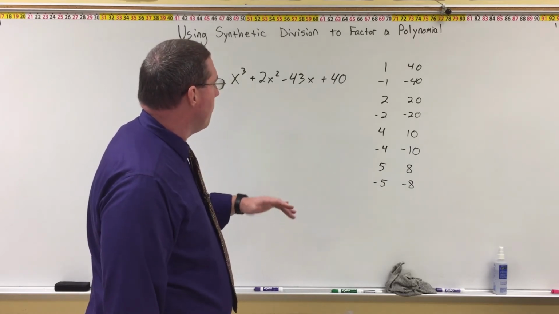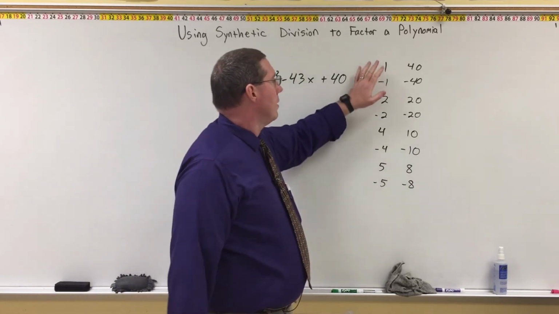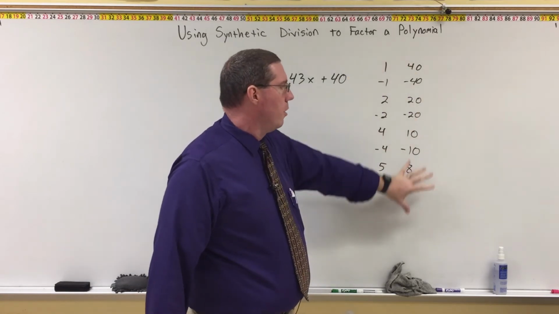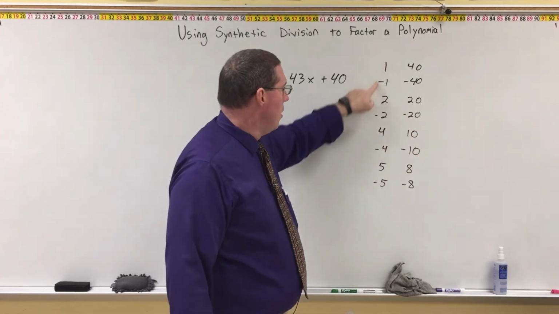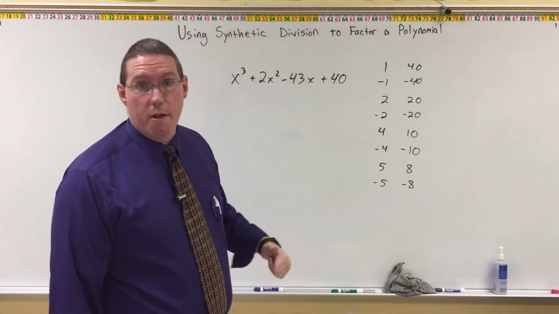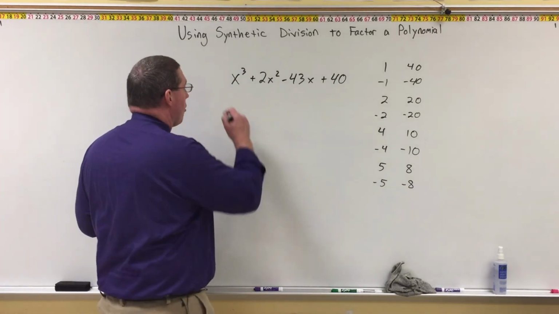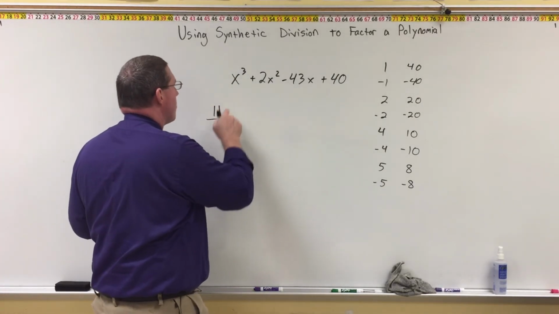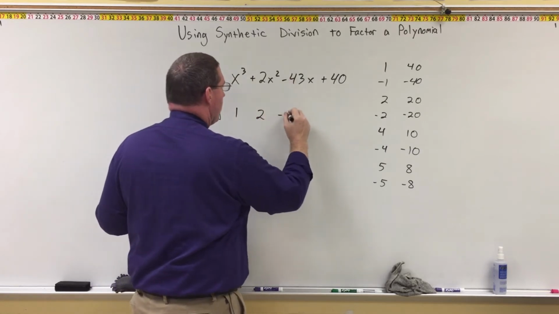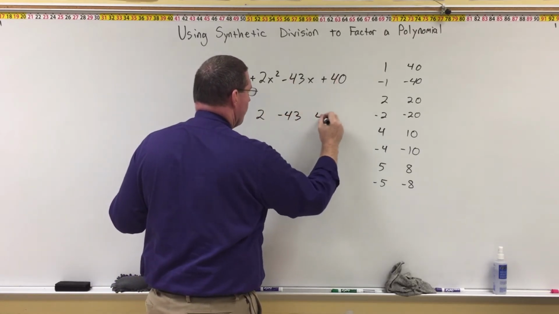So here's what I'm going to do. Let's start with 1, then negative 1. I'm going to start with the small numbers first, and I really don't want to do the larger numbers. So I'll go this way, then around and this way, and try to find the lowest number that'll help me factor. I'll start with 1. I'm going to put a 1 in the half box. Then I've got a 1, a 2, a negative 43, and a 40.